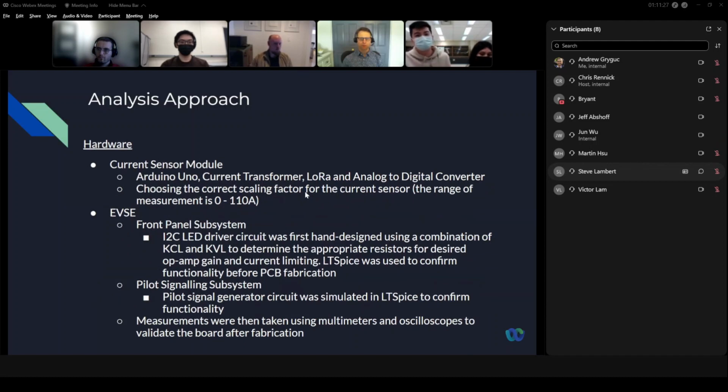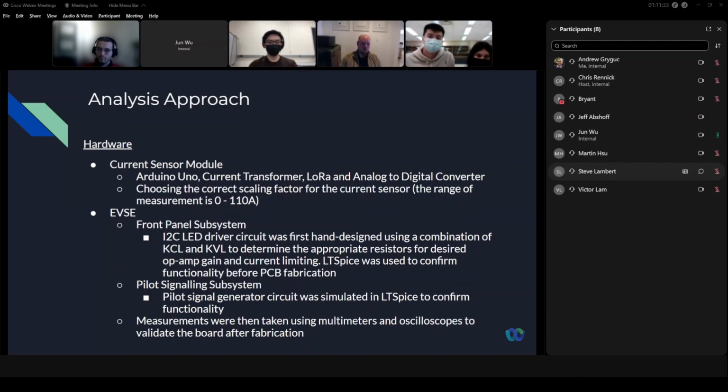So for the current sensor module, the purpose of this module is monitoring the total current drawn from the house. The module contains a microcontroller, we use Arduino, and also contains a current transformer, a built-in resistor transformer, a LoRa module, and an analog to digital converter.